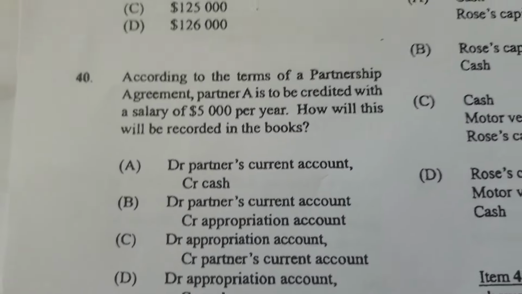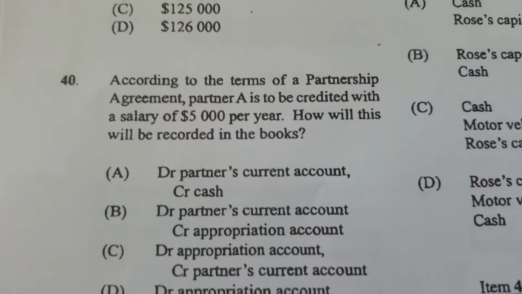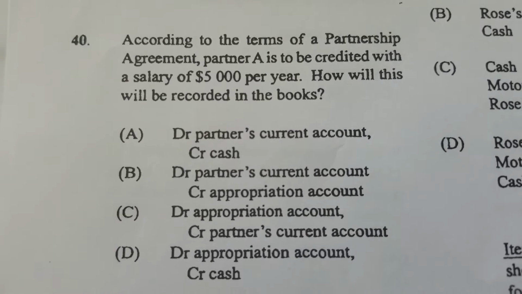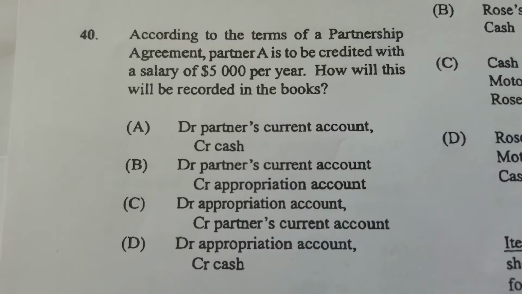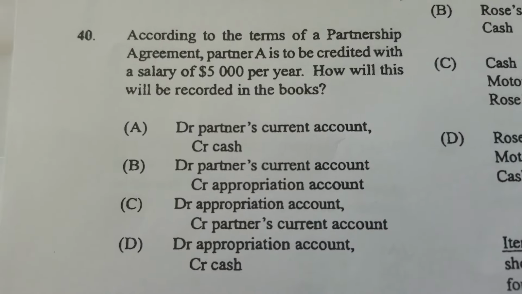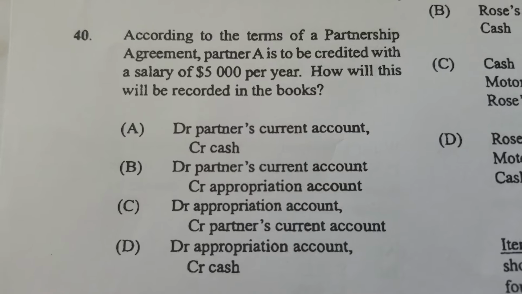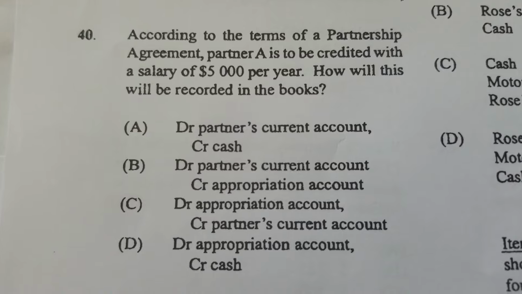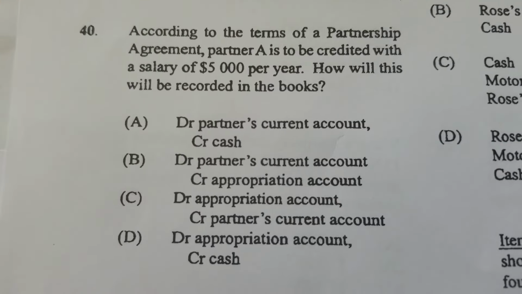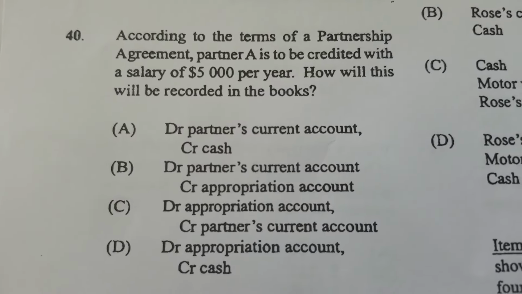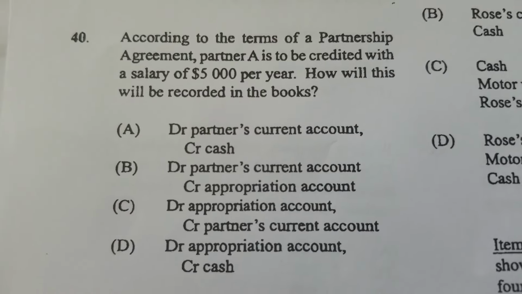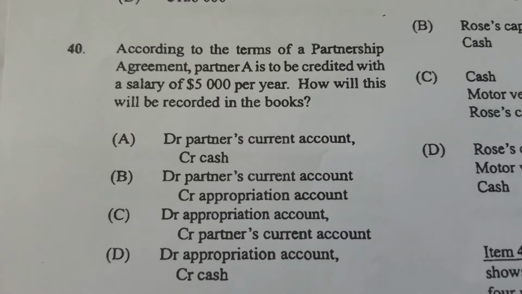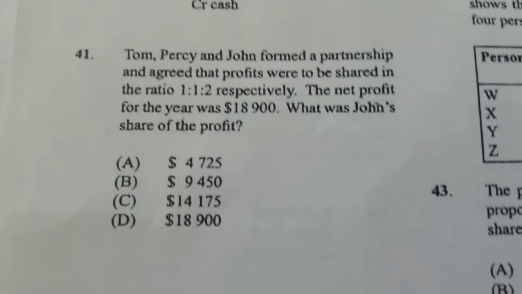Let's go to 40. So that was 39 rather. Let's go to 40, question 40. According to the terms of a partnership agreement, partner A is to be credited with a salary of $5,000 per year. How will this be recorded in the books? All right. C is your most appropriate answer. We're going to debit the appropriation account and credit the partner's current account. Right? That is question 40. Let's go to 41.